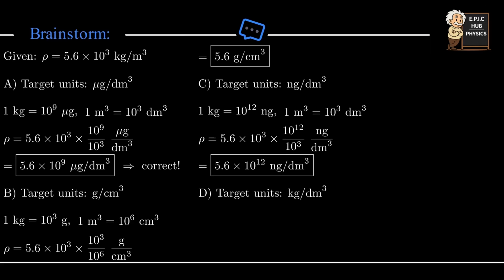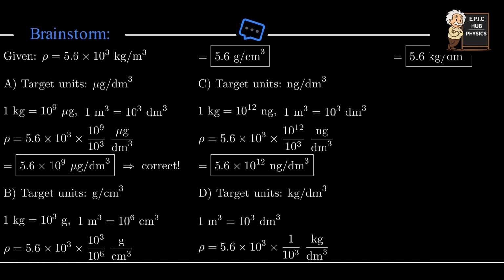Finally, we convert the density into kilograms per cubic decimeter. We only need to convert the denominator here. 1 cubic meter equals 10 to the power 3 cubic decimeters. Substituting this into the expression gives 5.6 multiplied by 10 to the power 3 divided by 10 to the power 3. This simplifies to 5.6 kilograms per cubic decimeter. Looking at the options given, only option A is correct, since it matches the value in the required unit.